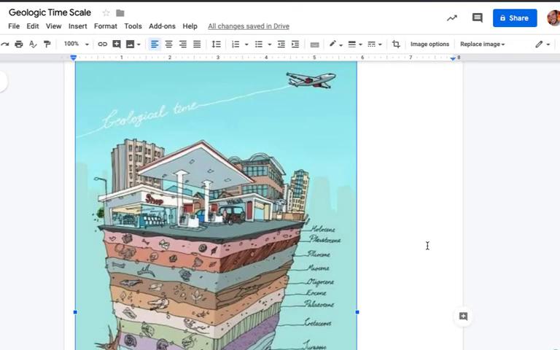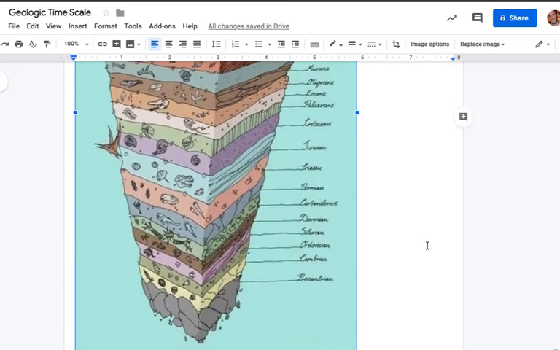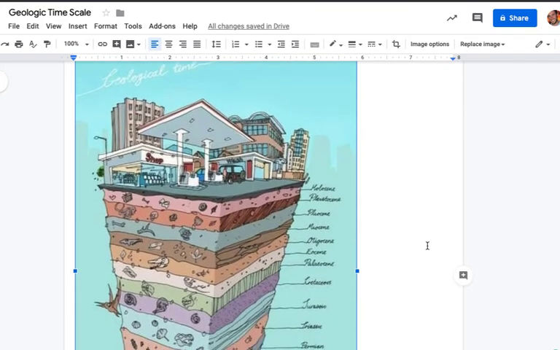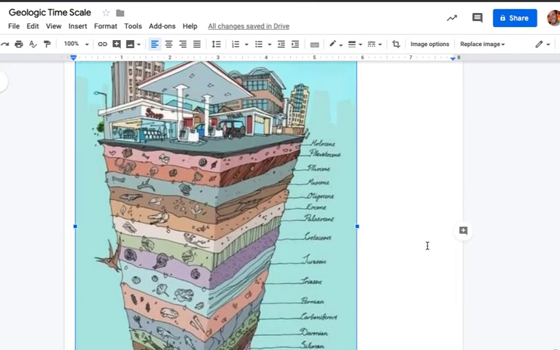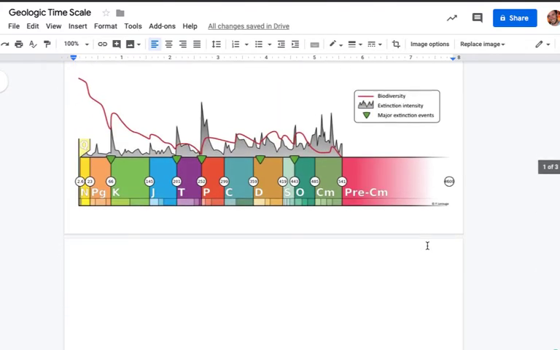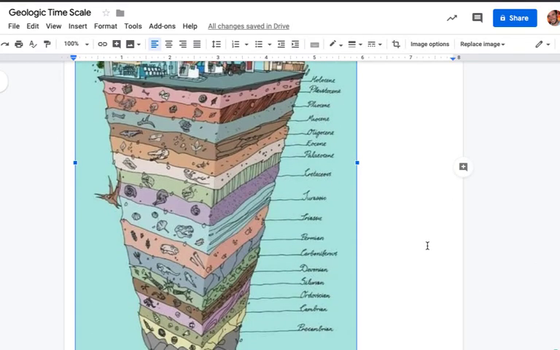We had some conversations about this image and talked about complexity, anatomy, and patterns, and I asked students to identify patterns. At the same time, we also looked at some extinction intensity graphs, had some conversations about how this relates to this, and how we can use the fossil record to understand past events.